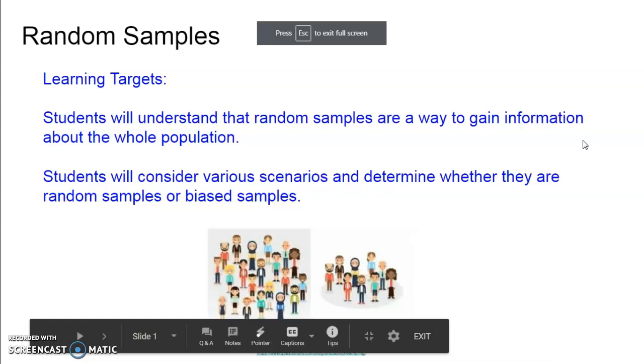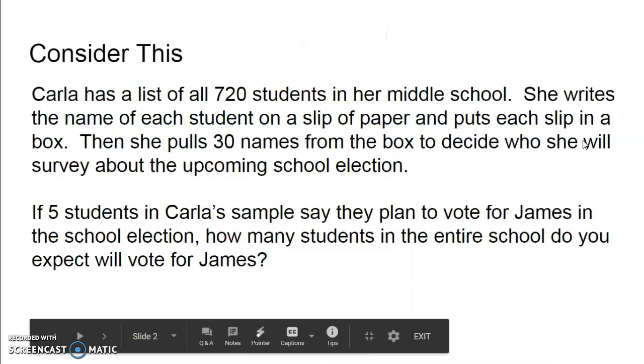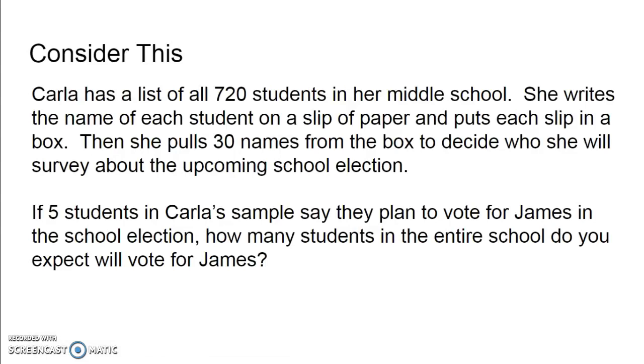So what we're going to do is we're going to start by looking at a couple of problems and just see, oh, well, how does this work then if you get a random sample? So for the first two problems, we're not even going to try to consider whether it's random or biased. We're going to assume that these two examples that we're talking about are random. All right, so Carla has a list of all 720 students in her middle school. She writes the name of each student on a slip of paper and puts each slip in a box. Then she pulls 30 names from the box to decide who she will survey about the upcoming school election. All right, so it's like she's taking the first 30 from the list and she's going to survey them.